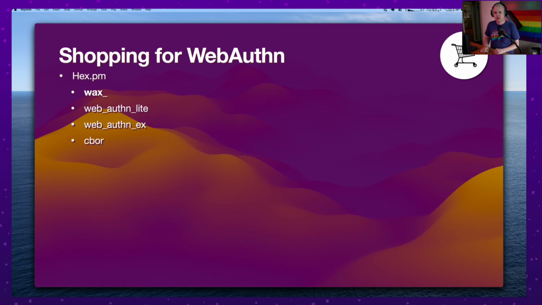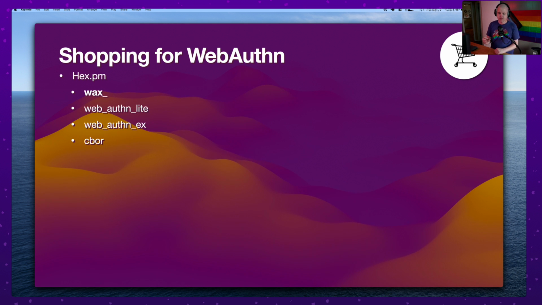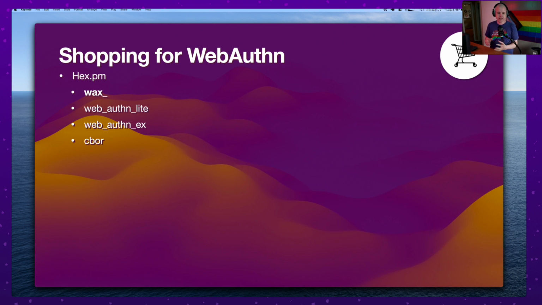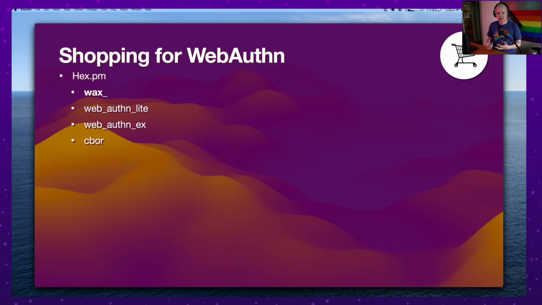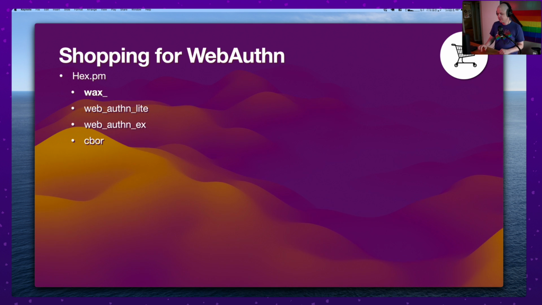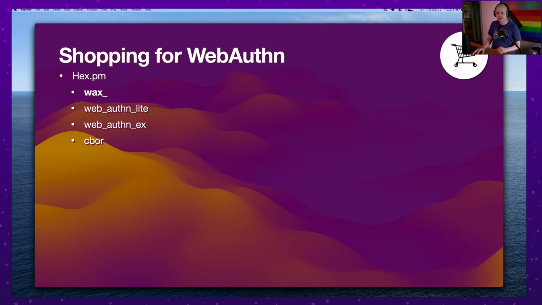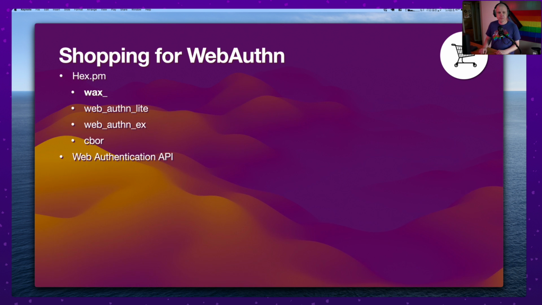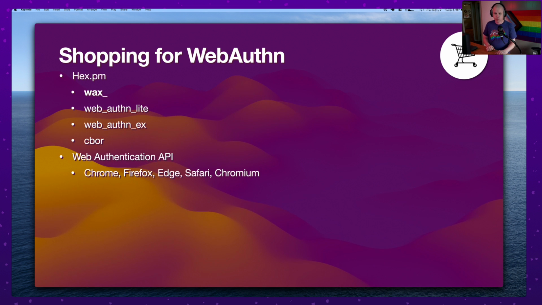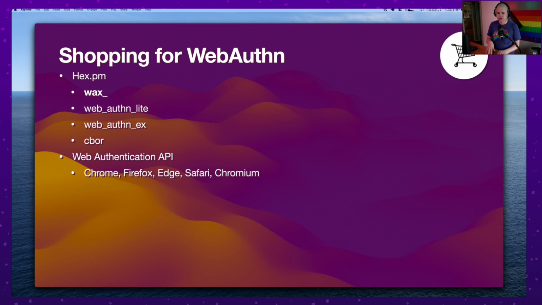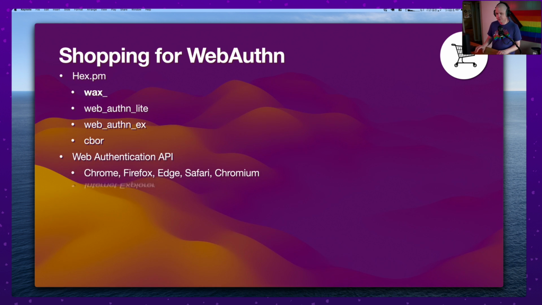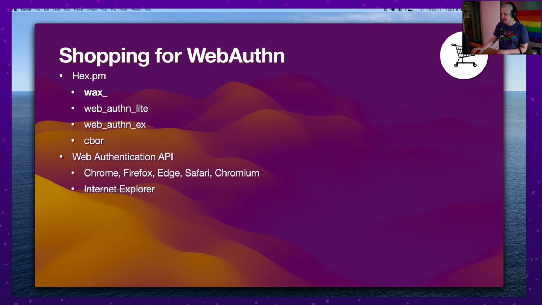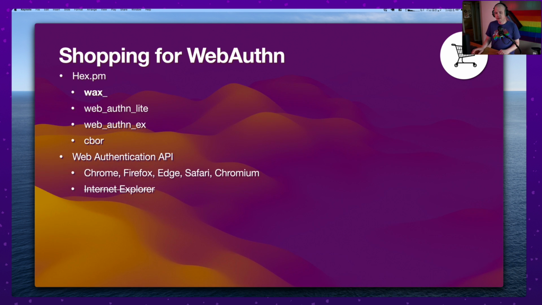And then, one piece of WebAuthn is that there's a lot of binary data sent back and forth between the browser and the server. One piece of that is CBOR. It's an acronym, and the definition has escaped me at the moment. Then we have the Web Authentication API. This is supported in current versions of Chrome, Firefox, Edge, Safari, and other Chromium-based browsers. Sadly, not supported by Internet Explorer, but really, that's okay.